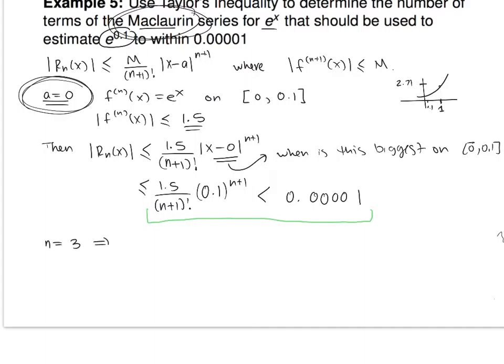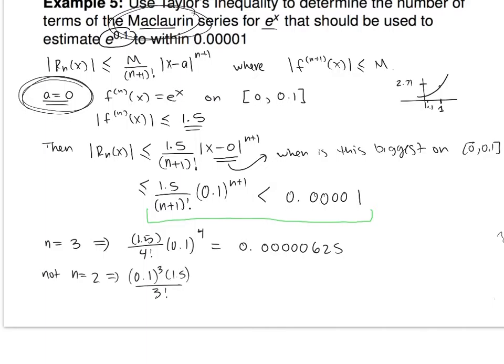If you do n equals 3, this expression, 1.5 over 4 factorial times 0.1 to the 4th comes out to be 0.12345 zeros 625. And that's definitely below that threshold, right? But not n equals 2, because e is ridiculous like that. You get 0.1 to the 3rd, 1.5 over 3 factorial. This comes out to be 0.00025.